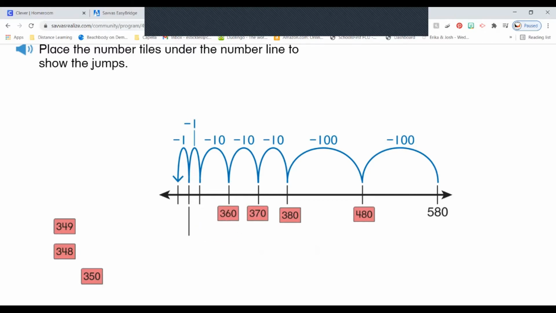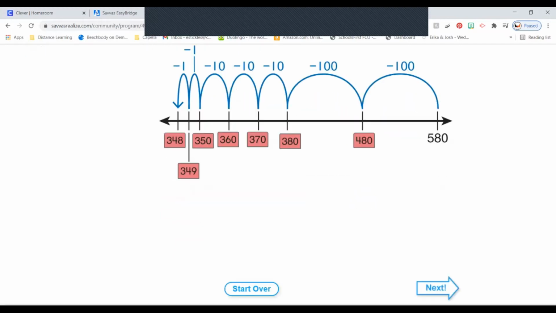And then I took away another 10, that'd be 350. And then I did one jump back, which would be 349. And then another jump back would be 348. So 580 minus 232 would be 348.